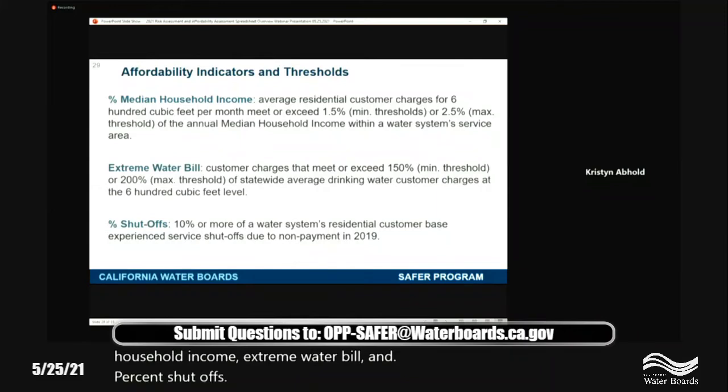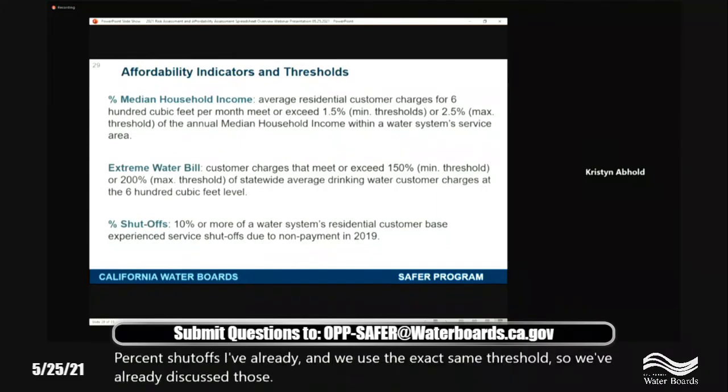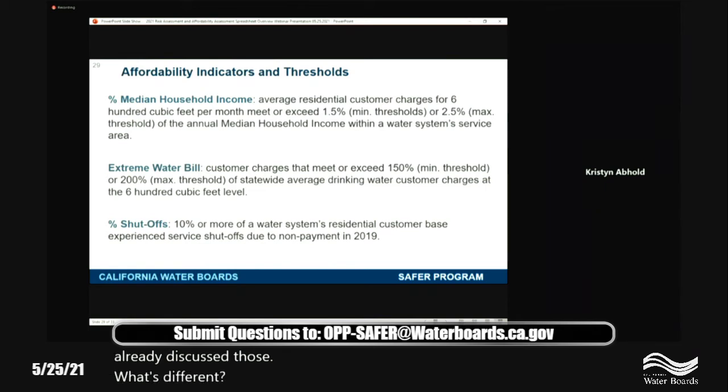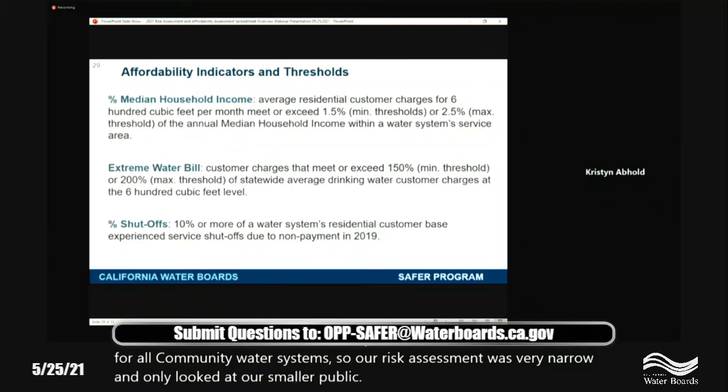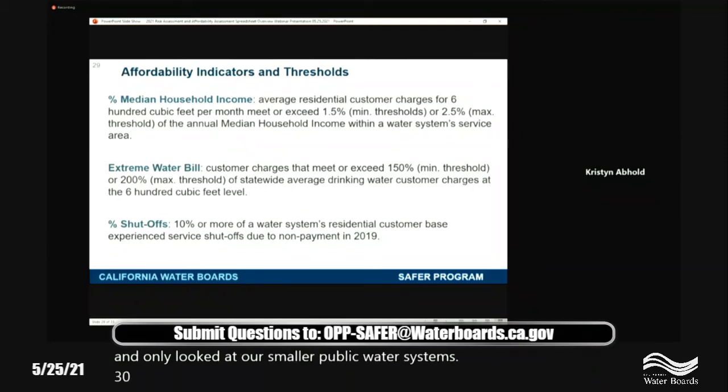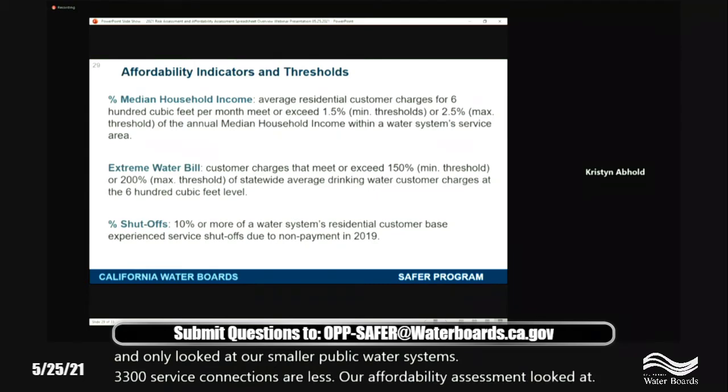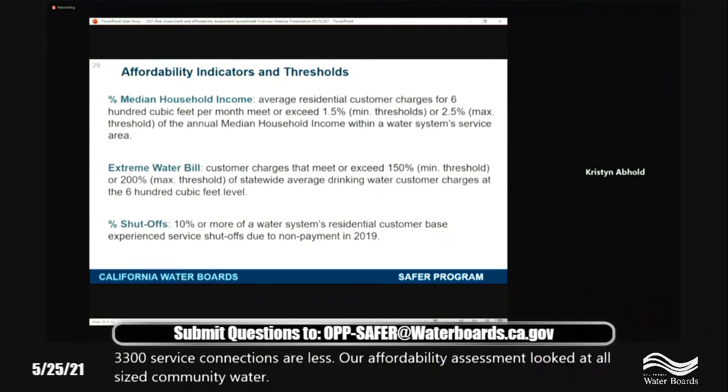And we use the exact same thresholds, and we've already discussed those. What's different about our affordability assessment is that it's conducted for all community water systems. So our risk assessment was very narrow and only looked at our smaller public water systems, 3,300 service connections or less. Our affordability assessment looked at all sized community water systems that we had data for.